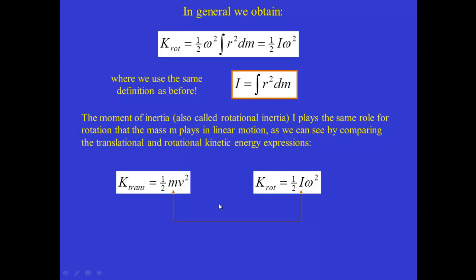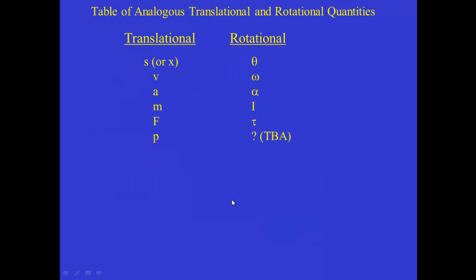So if I remember the translational kinetic energy formula, 1/2 mv squared, all I have to do is replace m with I, and then replace v with omega, and I get the new equation for the rotational kinetic energy. So m and I play the same role. They both depend on the object itself. V and omega are related. And so these two equations, you should be able to look at those and see that they're actually quite similar.